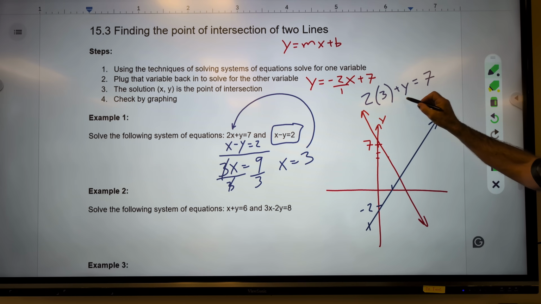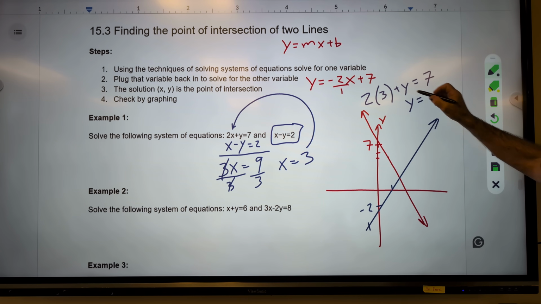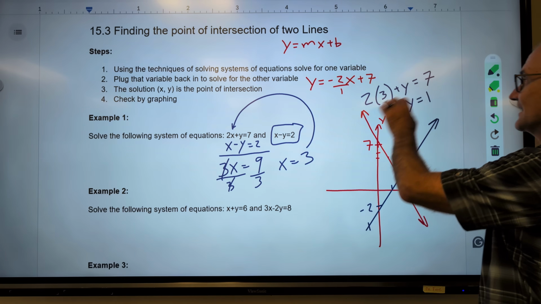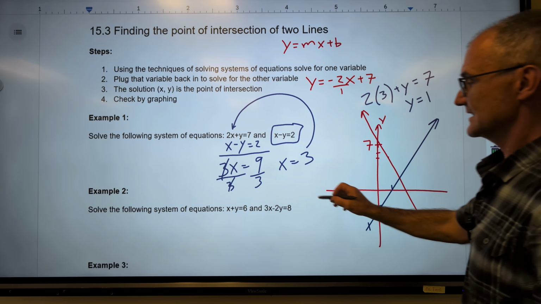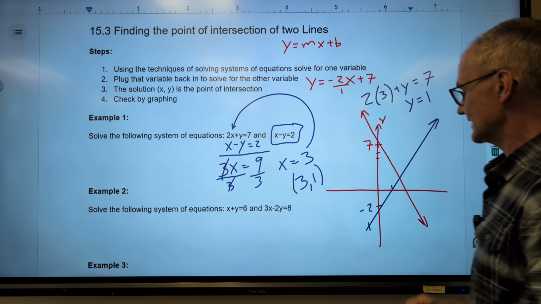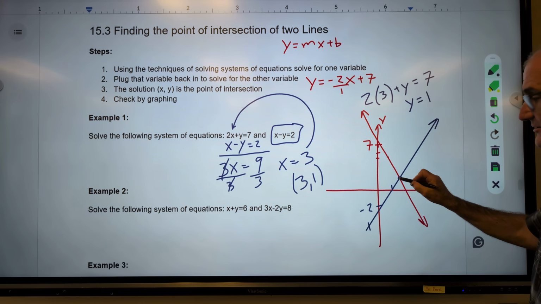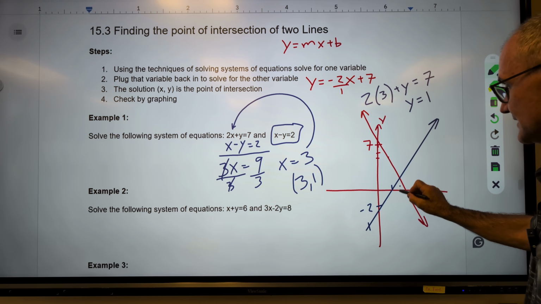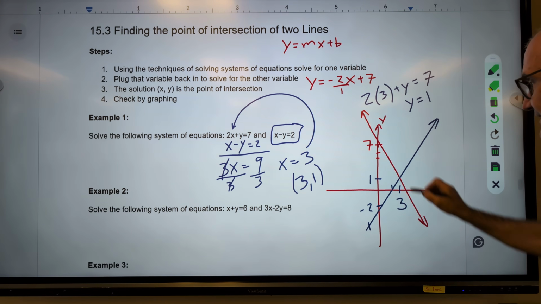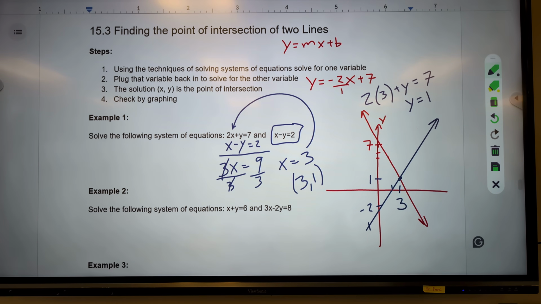6 plus y equals 7. I subtract 6 from both sides, and I get y is equal to 1. I have a value for x, 3, a value for y, 1. That is an ordered pair x, y. And what I am saying is this point of intersection right here is over 3, up 1. That is a point of intersection.